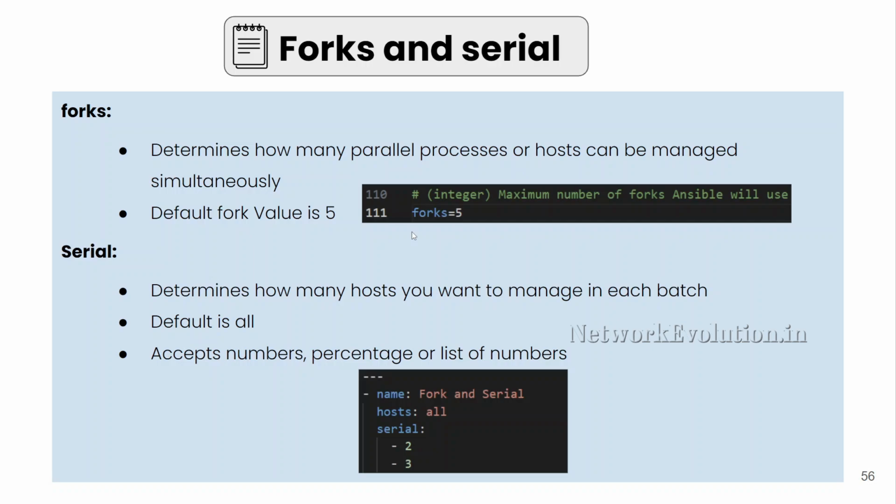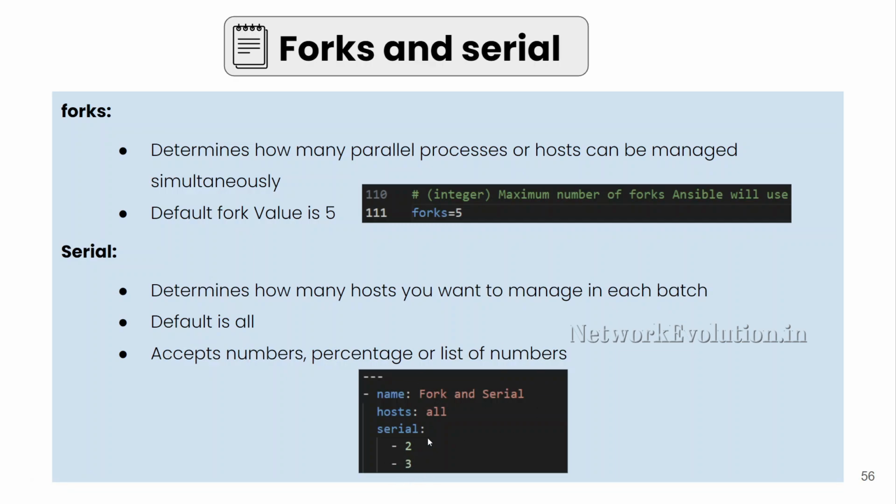And serial determines how many hosts you want to manage in each batch of execution. By default, everything will be running as a single batch. For example, if you want to run task only on 3 hosts in each batch, you can just set that as the value. So this accepts numbers. Or for example, if you want to run task only on 20% host in the first execution and 30% host in the second batch, you can just set that also here. So this accepts numbers, percentage, or list of numbers.